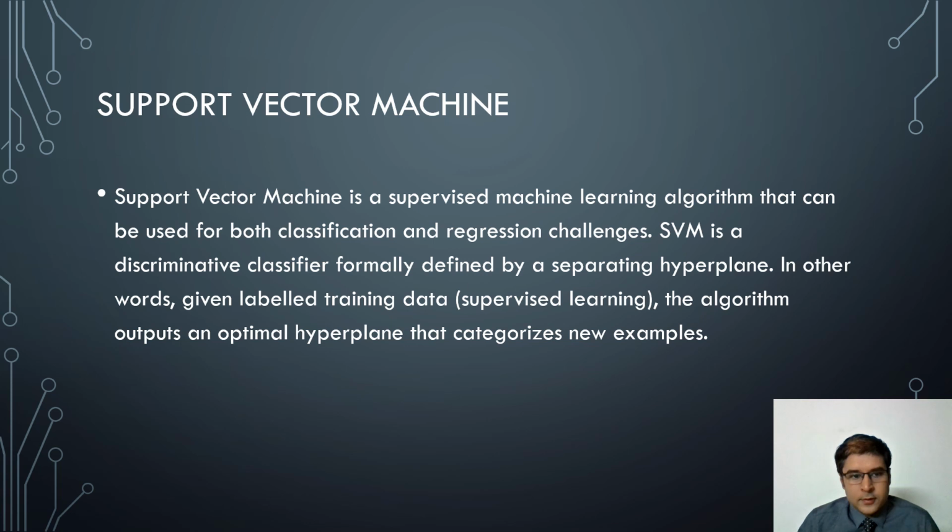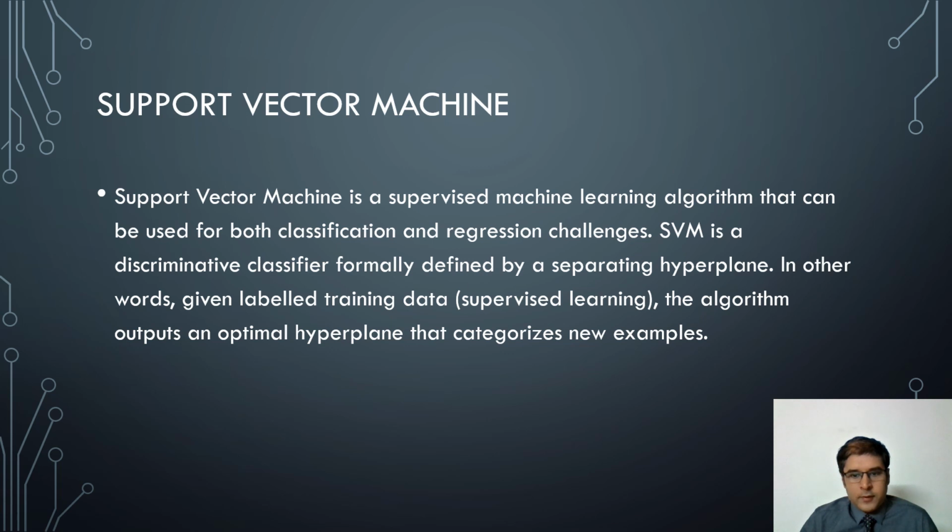Support vector machines. Support vector machines is a supervised machine learning algorithm that can be used for both classification and regression challenges. So support vector machine can be used both for classification and regression problems. Support vector machine is a discriminative classifier formally defined by a separating hyperplane. So basically it is a discriminative classifier that divides categories or classifies data according to separating hyperplanes.